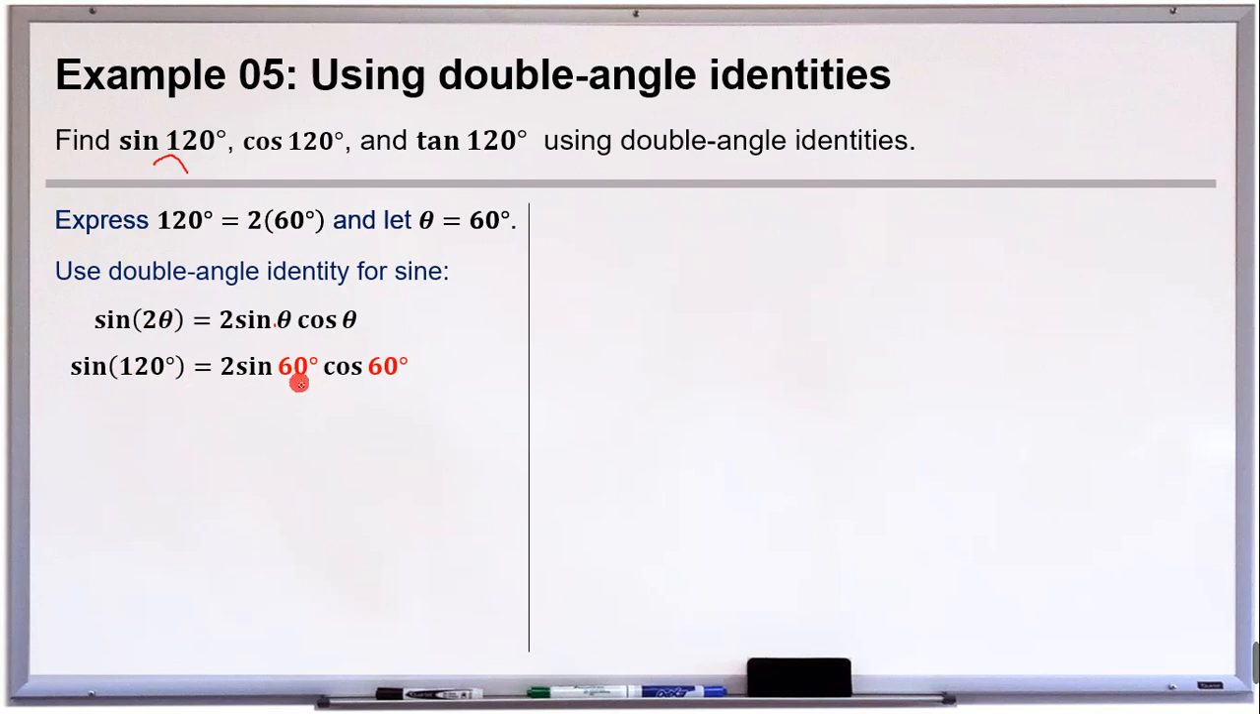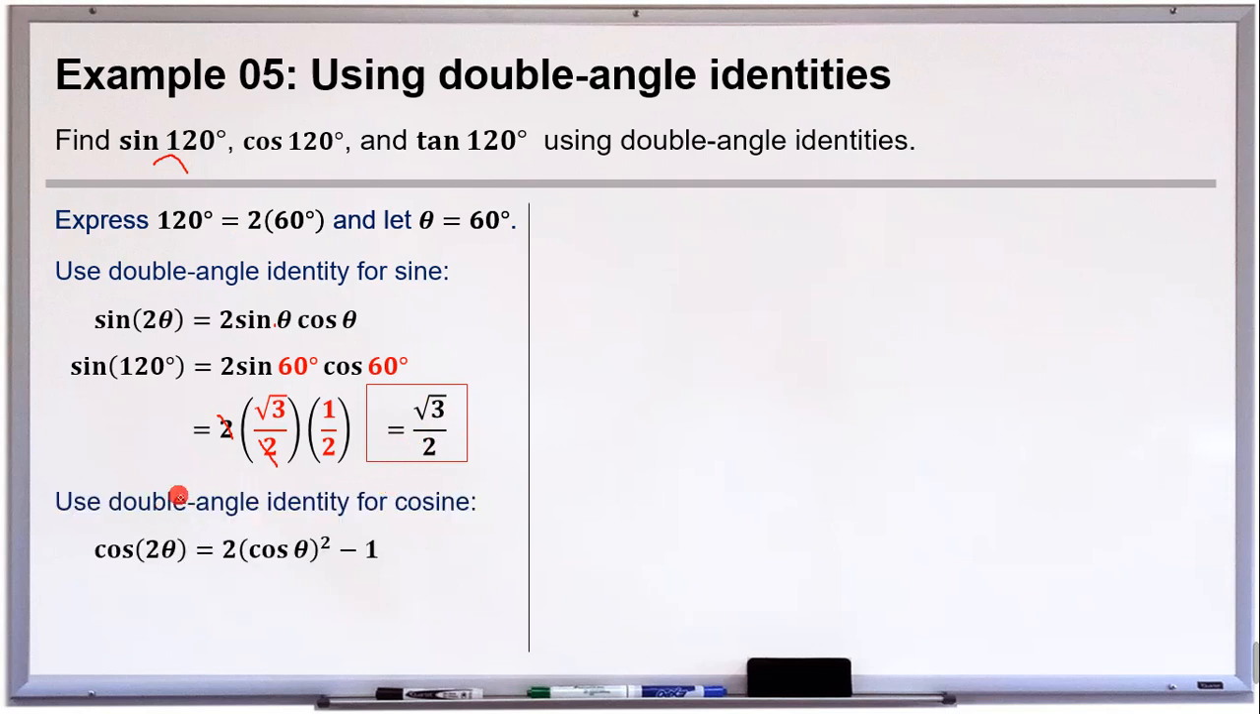So 60 degrees is a special angle. So we all know that sine 60 is square root of 3 over 2, and then cosine 60 is 1 half. So multiplying this one, the 2 will be cancelled out. So we have square root of 3 all over 2. So therefore, the sine of 120 degrees is equal to square root of 3 all over 2.